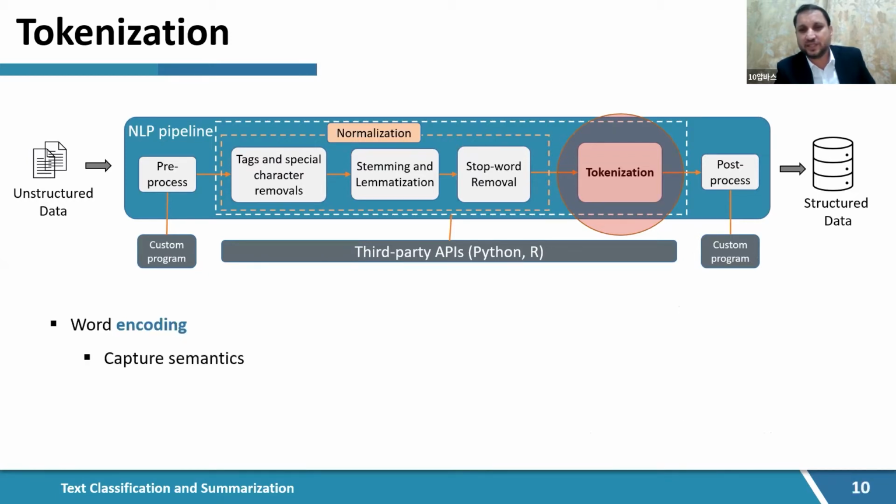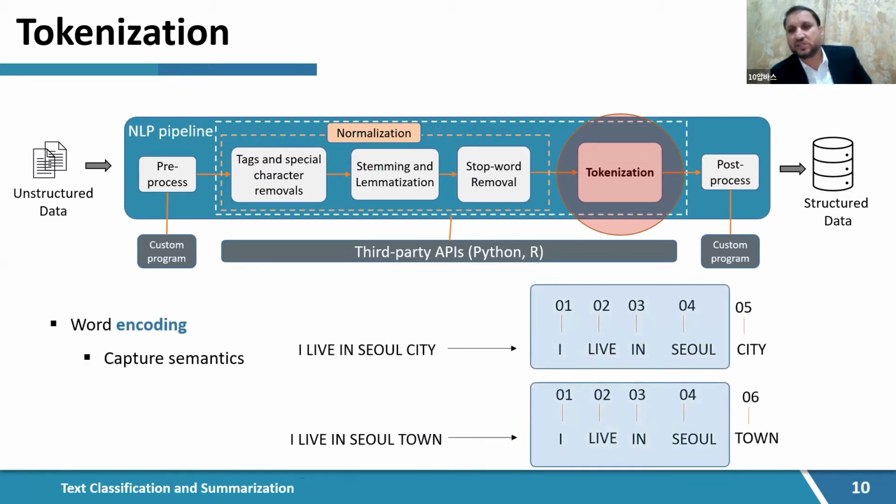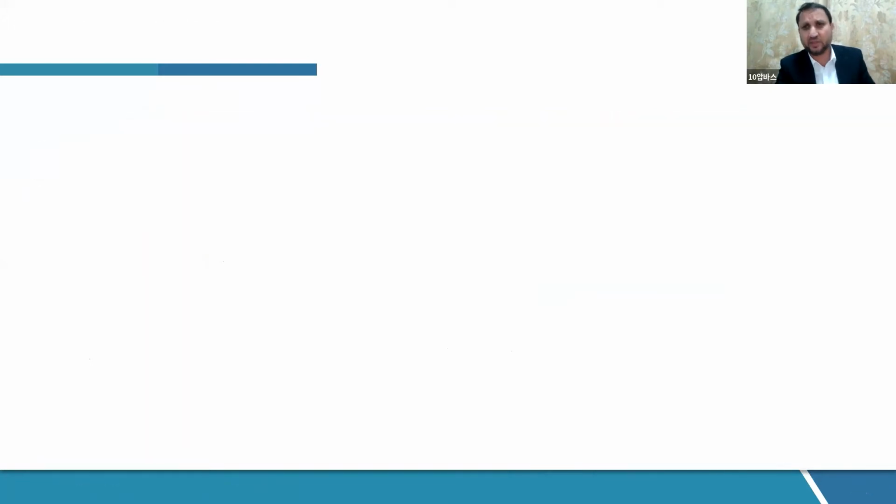After that, the most important step in text analysis is tokenization, and that is the major topic of today's discussion. One is the simple tokenization that we do at the character level, like ASCII coding. We assign some numbers to the characters, but the more advanced level of encoding is word encoding at the word level.